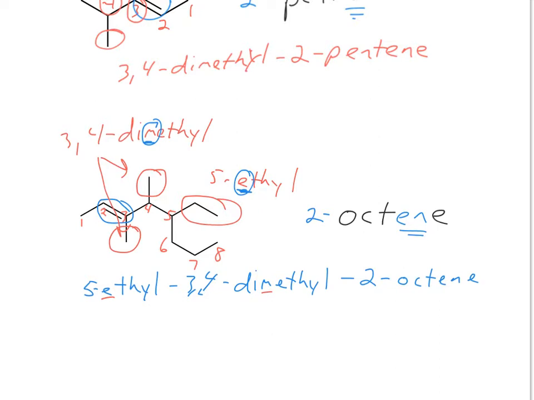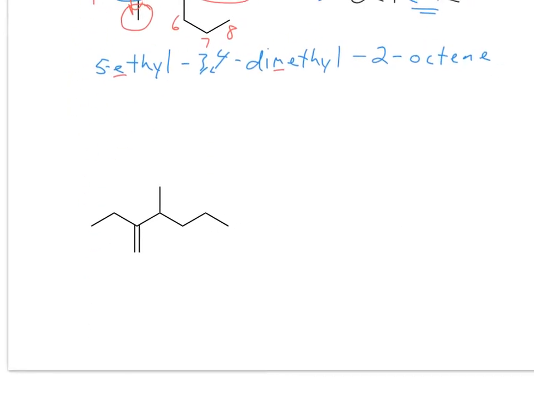Alright, on this last one, again, it's a little bit tricky because if you look for the longest continuous carbon chain, it's right through the middle here. The problem with picking this as our parent chain is it doesn't include both carbons that are part of the double bond. Both carbons of the double bond have to be part of our parent chain, which means we have to number from here.